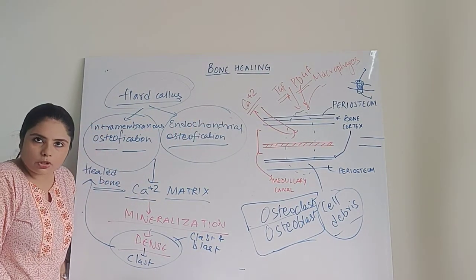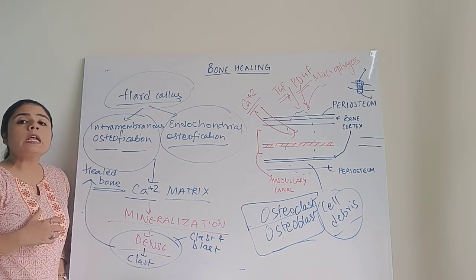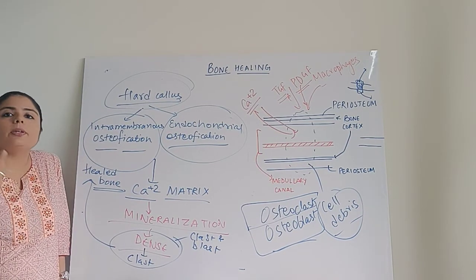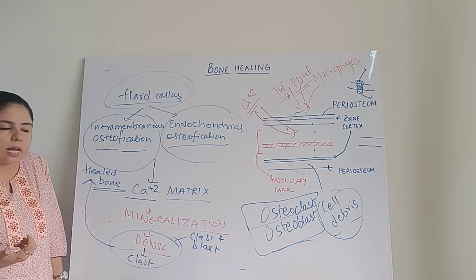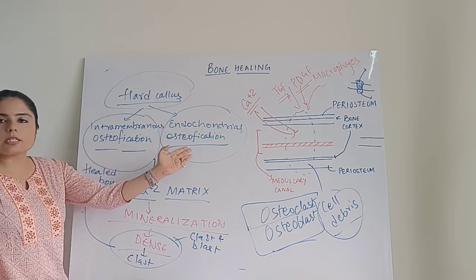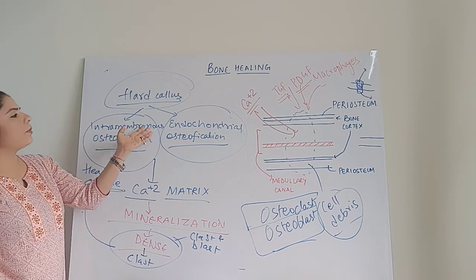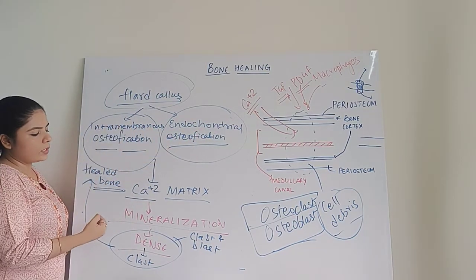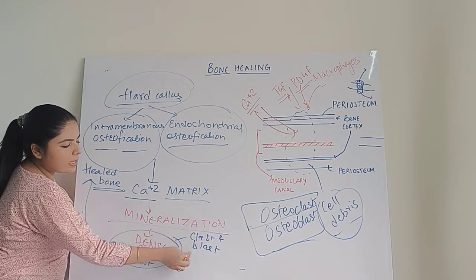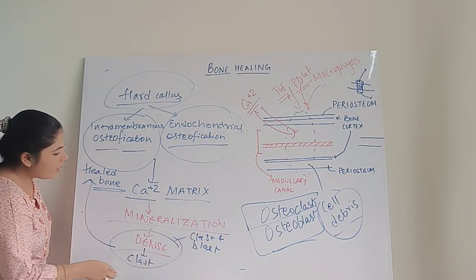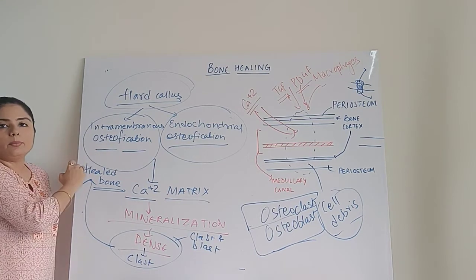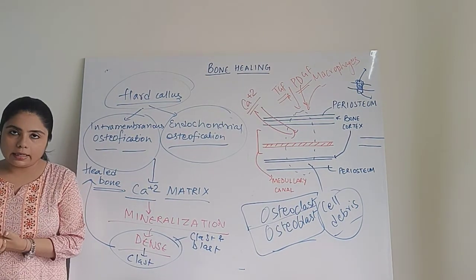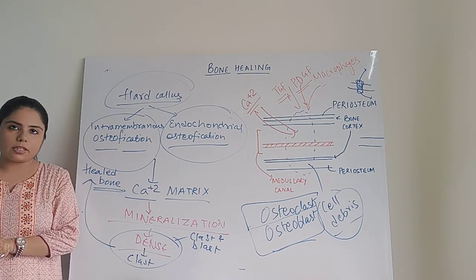Then the hard callus formation begins. In hard callus formation, the bone goes through the process of mineralization, where calcium accumulation is happening. The ossification has started by either the intramembranous process or the endochondral mechanism. After ossification, the bone is finally dense and the clast and blast activity continues, which ultimately leads to the formation of a healed bone. So these are the 5 stages. I hope you understood both the primary and secondary healing. The secondary healing involves 5 different stages.